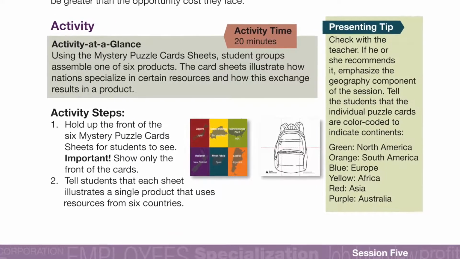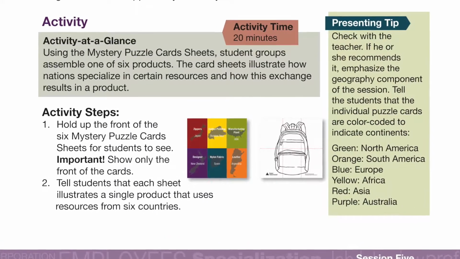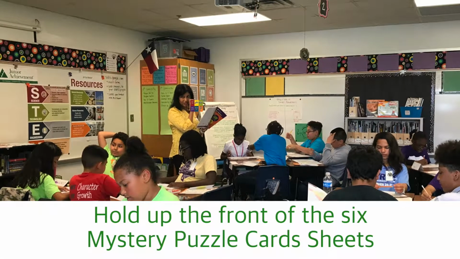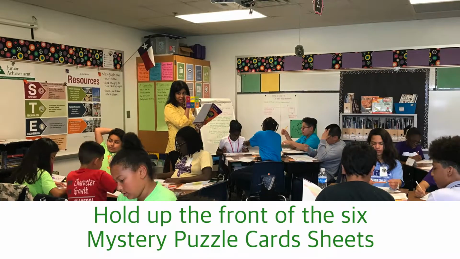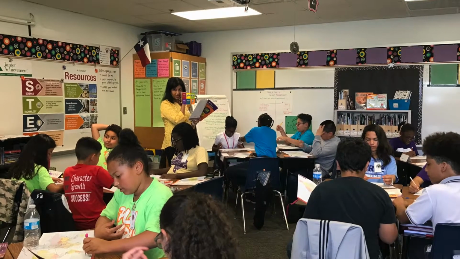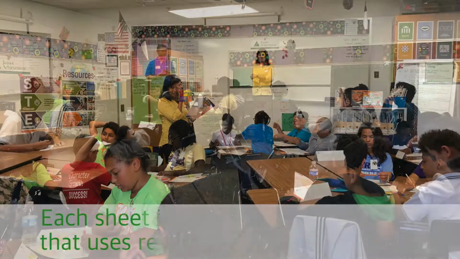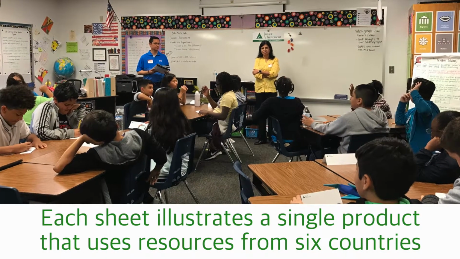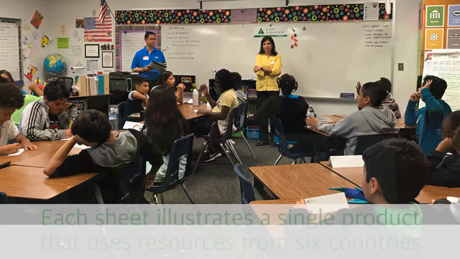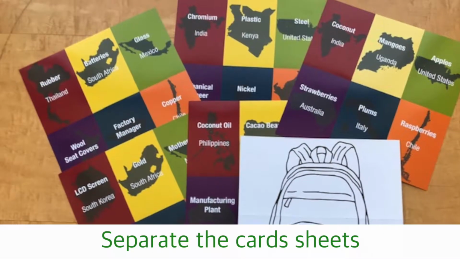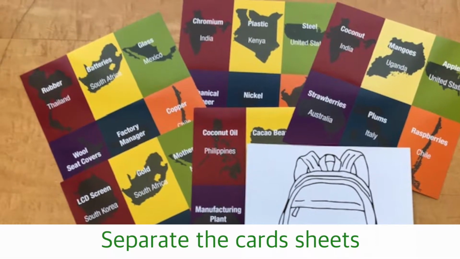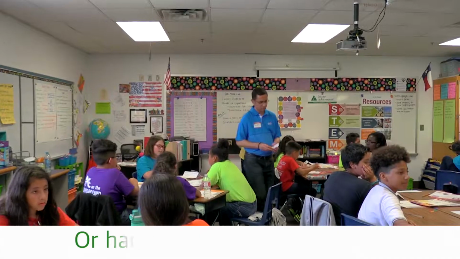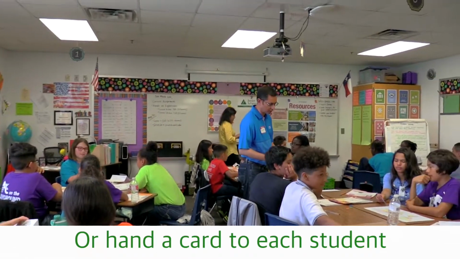Before distributing the puzzle card sheet, review the activity instructions. Hold up the front of the 6 mystery puzzle card sheets for students to see. Be sure to show only the front of the cards. Tell students that each sheet illustrates a single product that uses resources from 6 countries. Separate the mystery puzzle card sheets and drop the cards into a bag or box. Students will pull out one card, or you may simply hand each student a card.